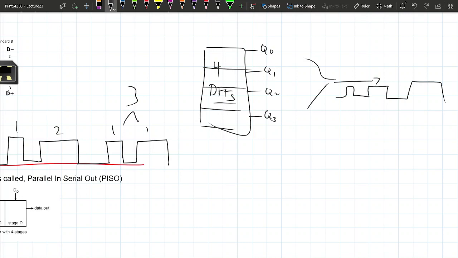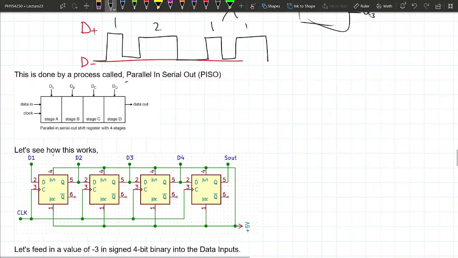So this is known as the parallel in serial out algorithm, or PISO. The schematic of this looks like this, where instead of Q's they use D's for data: D4, DA, DB, DC, DD. Don't know why they use DD. Each of these blocks here is a D flip-flop that you can connect to.